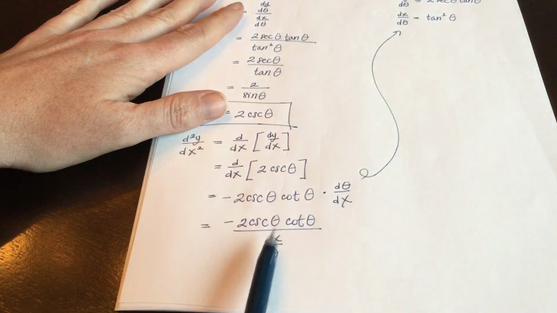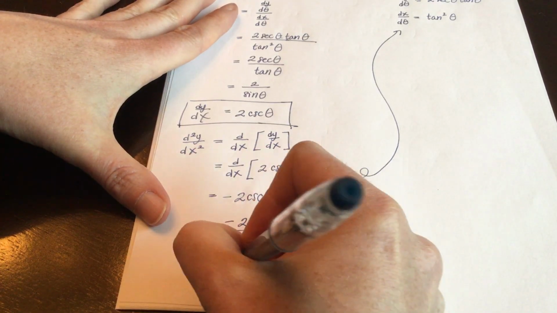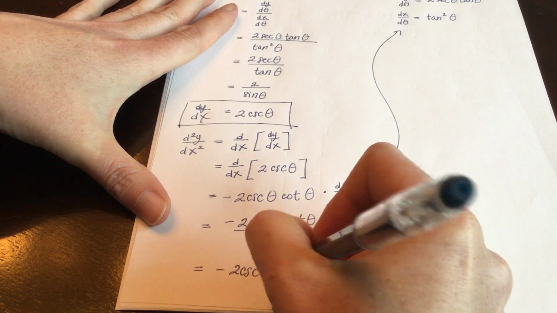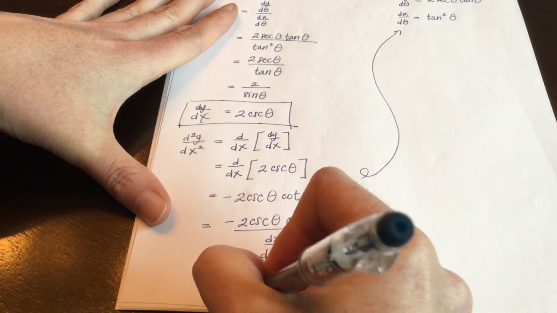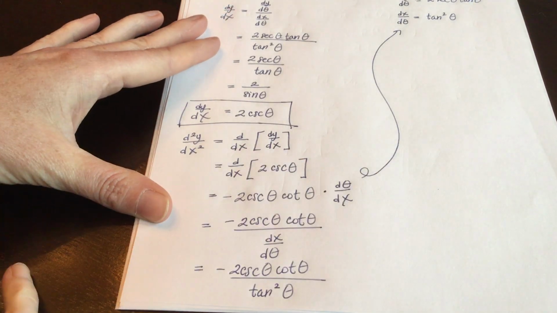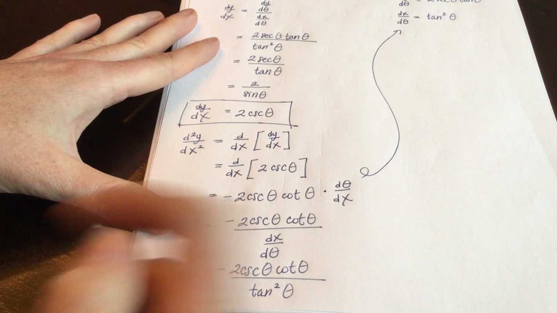And then we can substitute dx/d theta in. So we're going to put tangent squared theta in right here. So we would have negative 2 cosecant theta cotangent theta divided by tangent squared theta. All right. And then up to you how you want to simplify that.